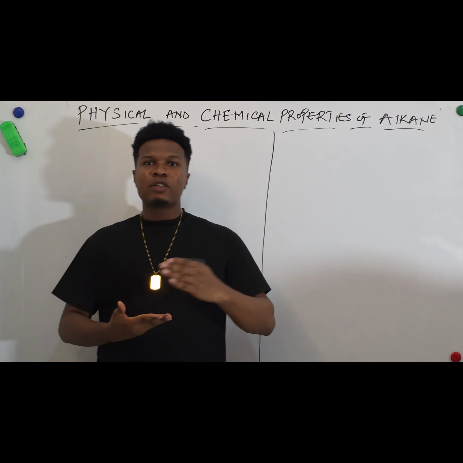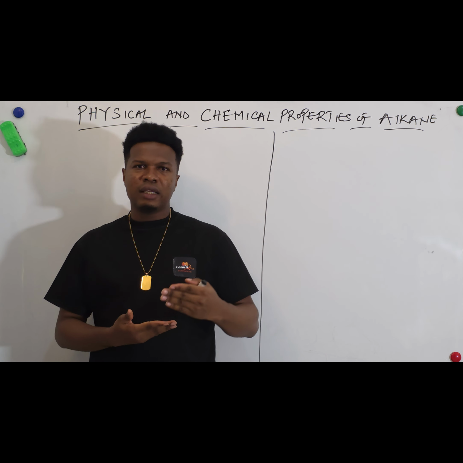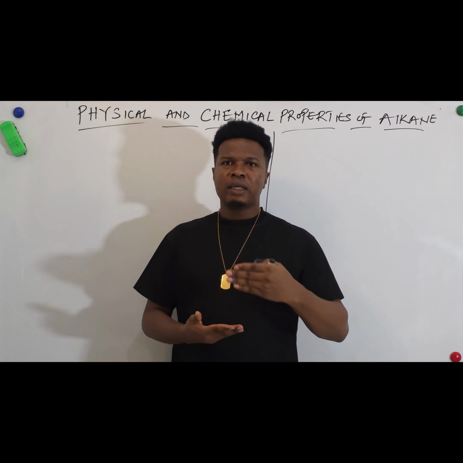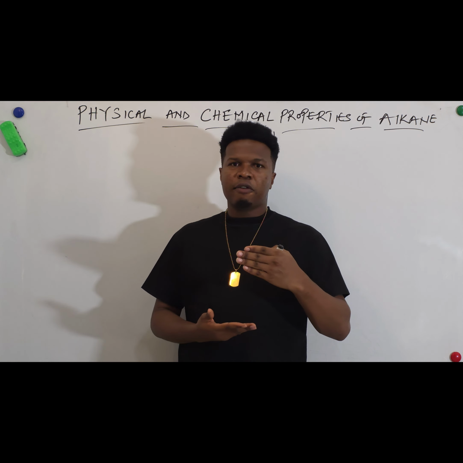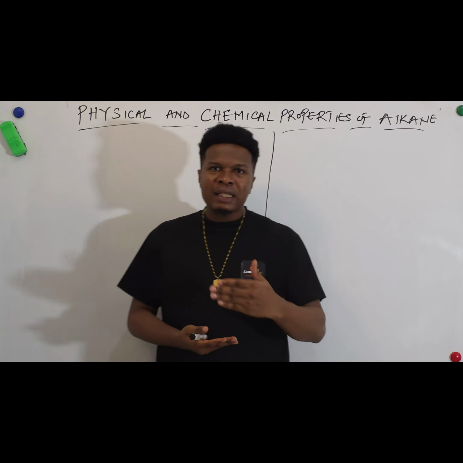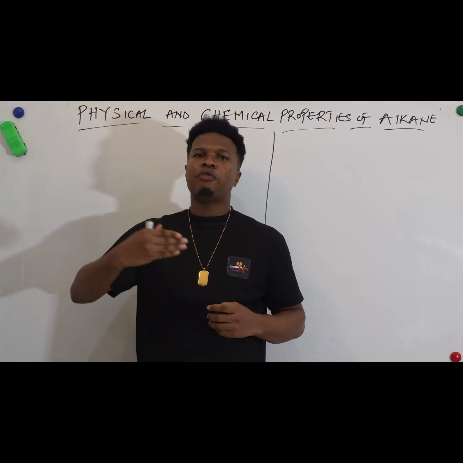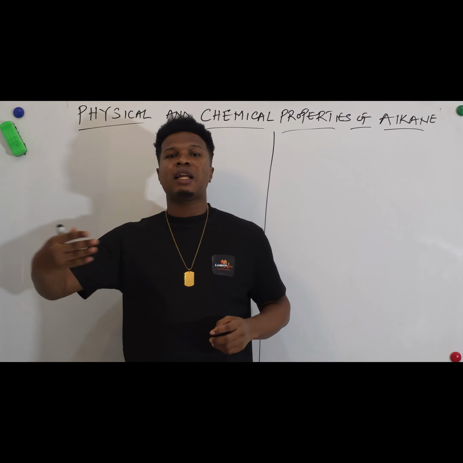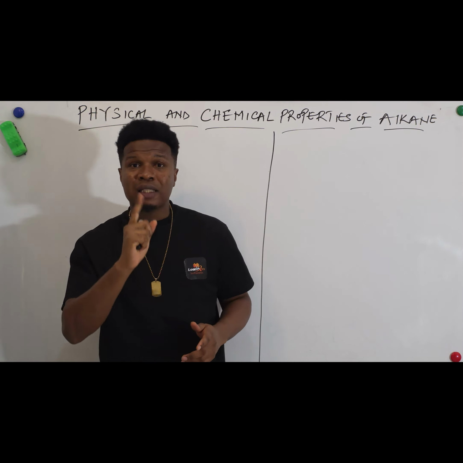If you look at the alkanes in terms of physical properties, you notice that the first four members of the alkane are gases, right? Methane, ethane, propane, and butane are gases. Then from C5, from pentane down to heptadecane, are liquid at room temperature. Then C18 and above are waxy solids. So that is the number one property.